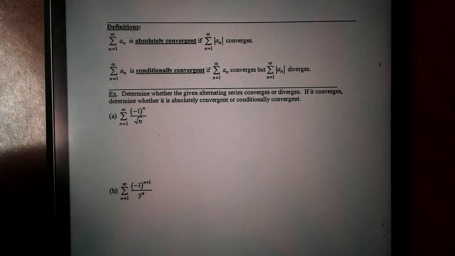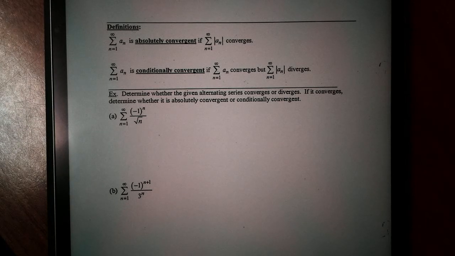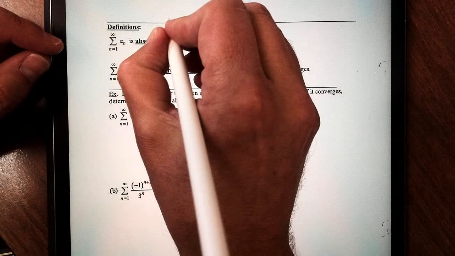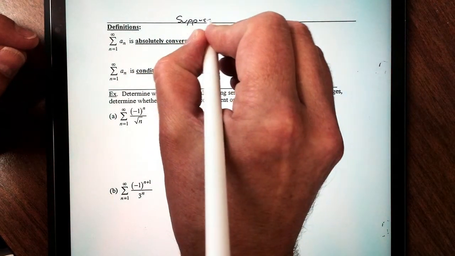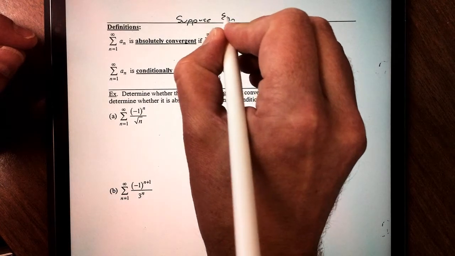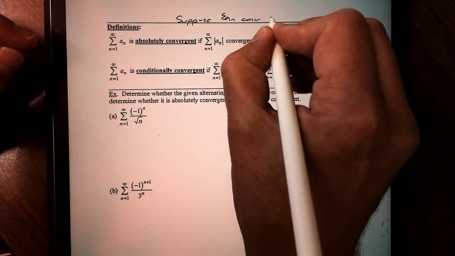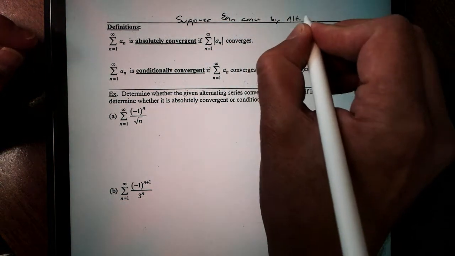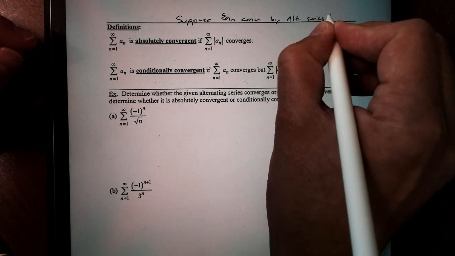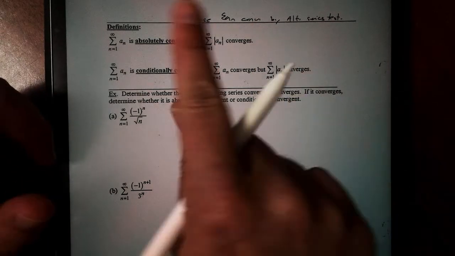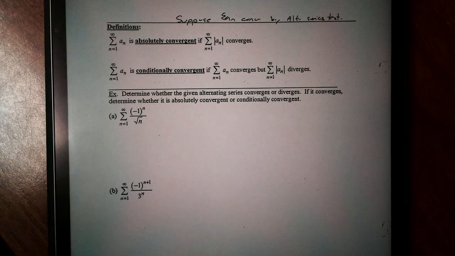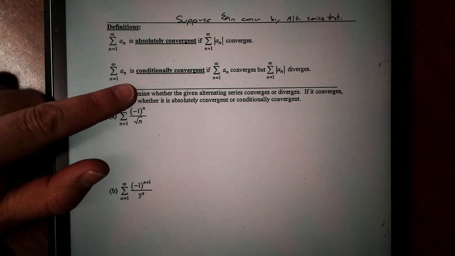Hi, welcome back. We're going to continue our discussion with the alternating series test. So let's suppose the summation of a sub n converges by the alternating series test. Well, we have two more ways we can look at this. One is what's called absolutely convergent, and the other one is called conditionally convergent.